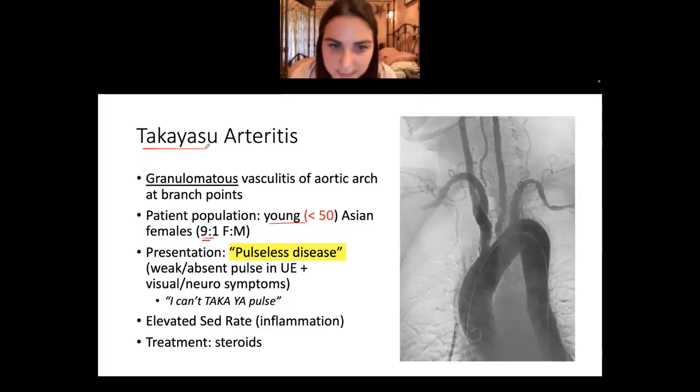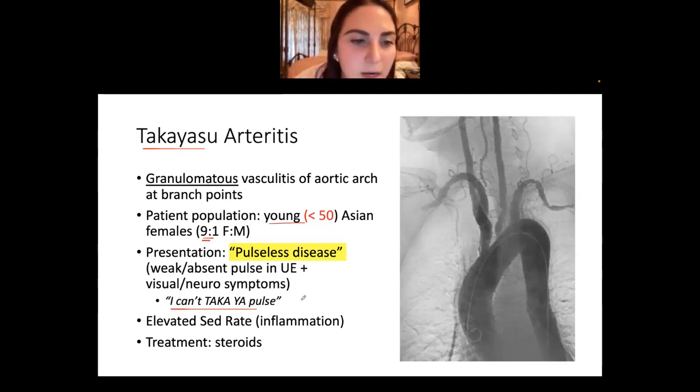They call this pulseless disease because, again, think about this. This is right at the aortic arch branch points. So you're going to see weak or absent pulses in the upper extremity, as well as some visual and neuro symptoms. Because again, all those branches of the aortic arch go up. I know they go down to the legs too, but they go up directly to the face, the upper extremity, stuff like that.